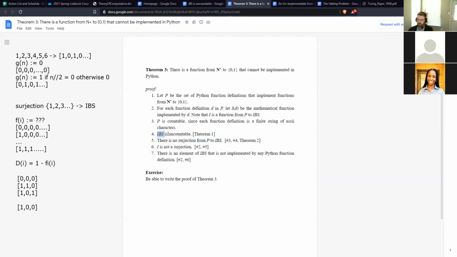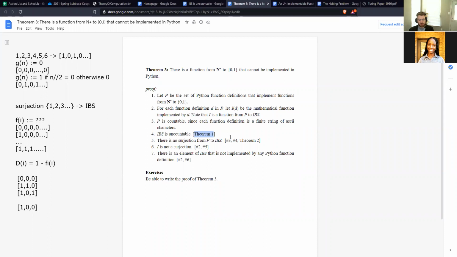So if I were to ask a random person in the audience, why is IBS uncountable? What would you tell me, other than theorem 1? The question I'm trying to get across is, what's the gist of the argument of theorem 1? Can someone tell me? Does it mean that there is an infinite amount of IBS? No, because that could mean that it's countably infinite, and it's not. Diagonalization is how I did it. Can you give me a little more specificity?